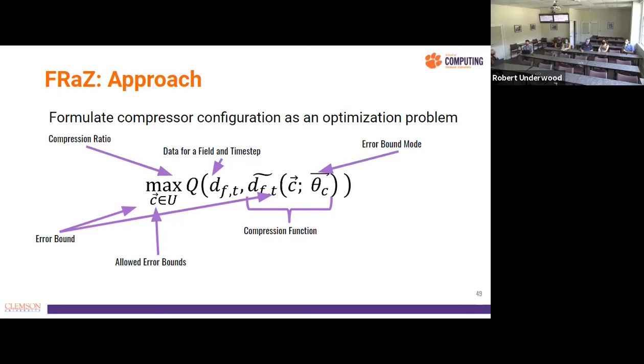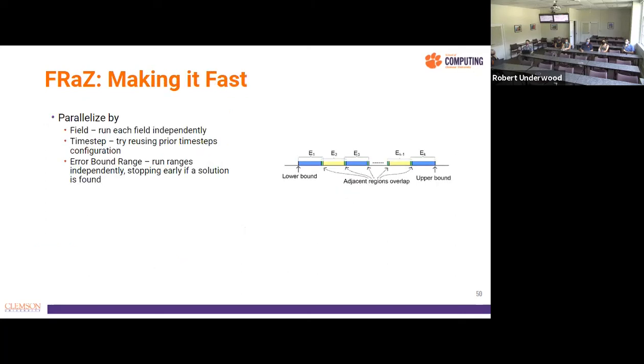Most often, many compressors have some concept of an error-bound mode, so we take that into account here with theta C. So how do we then make this fast? We can parallelize this by field, running each field independently. We can parallelize by time step, by reusing the configurations that we find for prior time steps. And this actually works remarkably well.